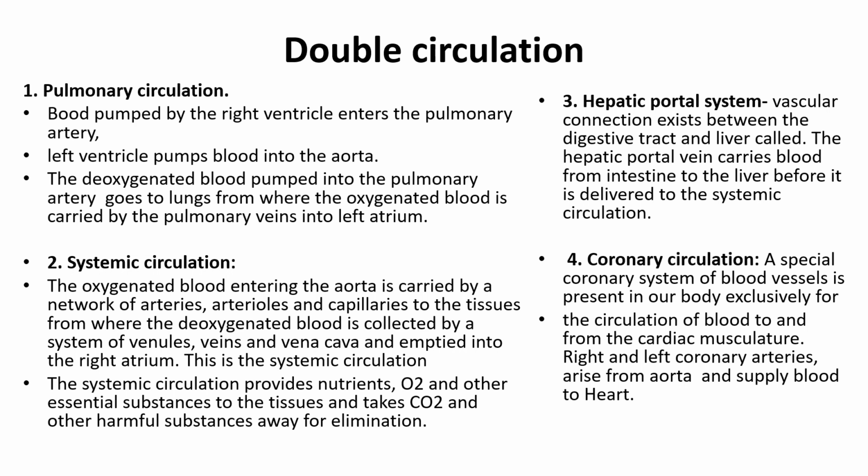Hepatic portal system. The vascular connection that exists between the digestive tract and liver is called the hepatic portal system. The hepatic portal vein carries blood from the intestine to the liver before it is delivered to the systemic circulation. Coronary circulation. A special system of blood vessels is present in our body exclusively for the circulation of blood to and from the cardiac musculature. The right and left coronary arteries arise from the aorta, and then they supply blood to the heart.